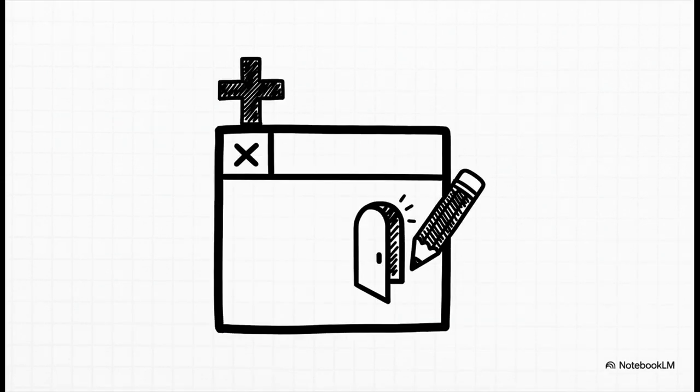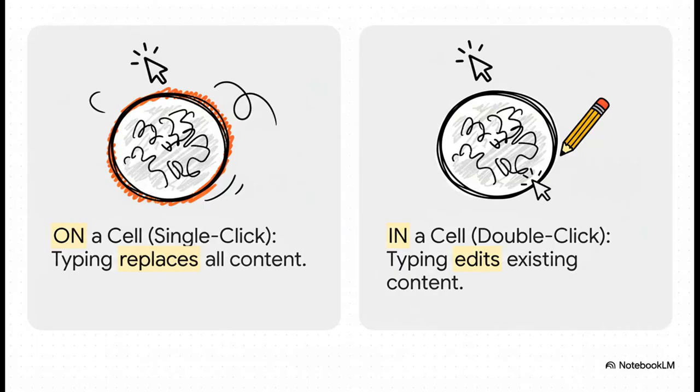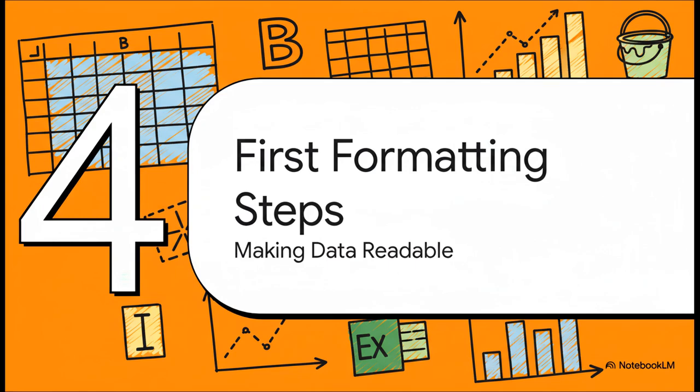Okay, I need you to lean in for this one, because I'm about to share a tiny little detail that trips up almost every single beginner. It seems small, but understanding the difference between being on a cell and being in a cell is going to save you so much frustration. I mean it. Here it is. When you single-click a cell, you are on it. If you start typing, you replace whatever's in there completely. But if you double-click a cell, you go in it. Now you can use your cursor to edit the text without deleting everything. So remember, 1 click to replace, 2 clicks to edit. It's a game changer.